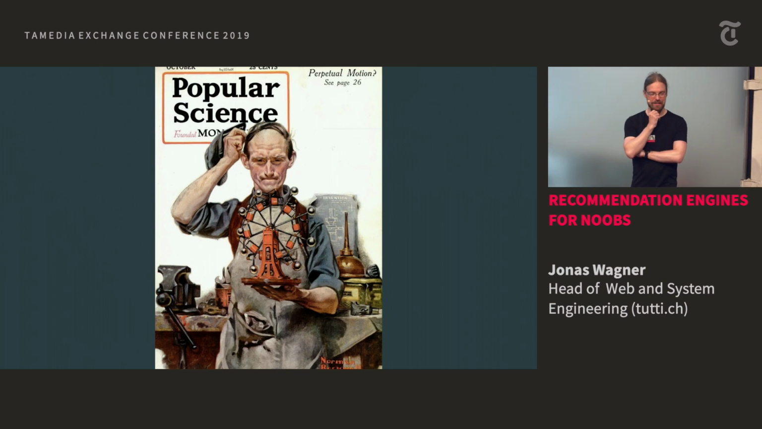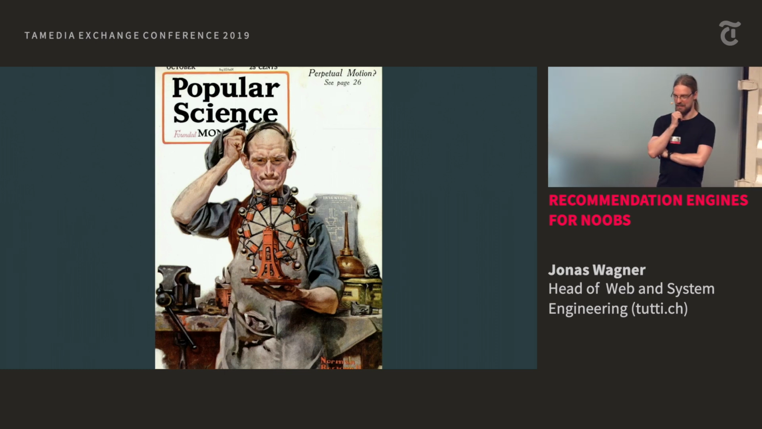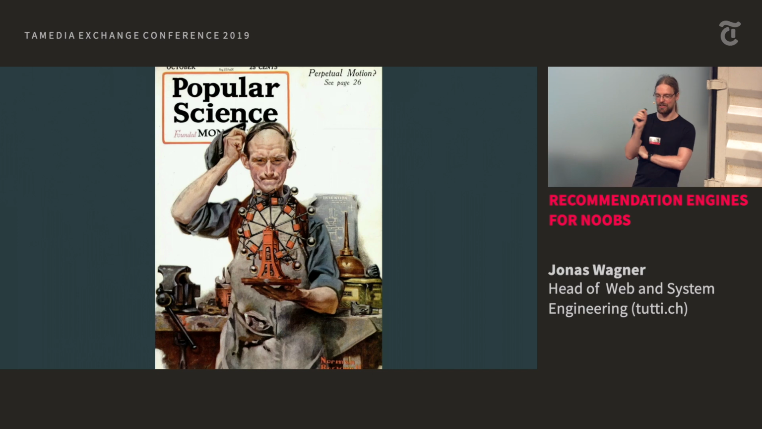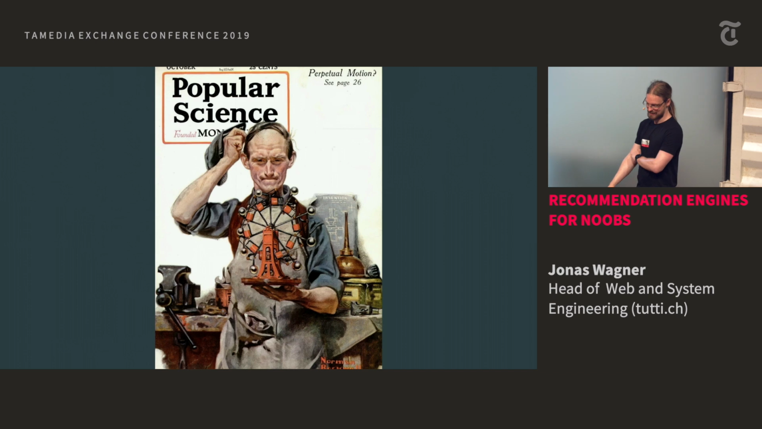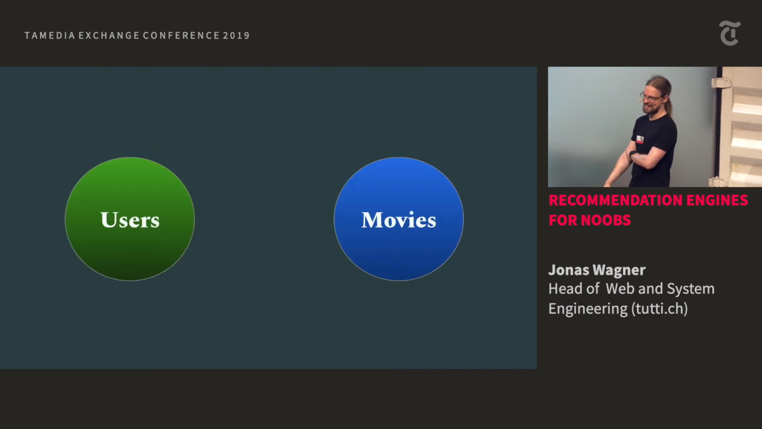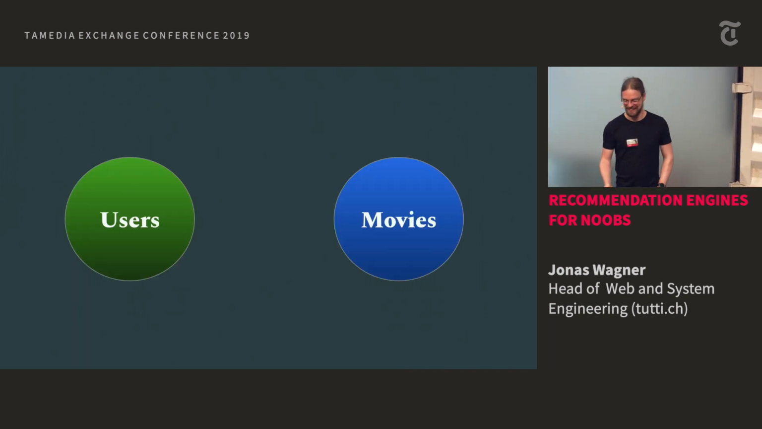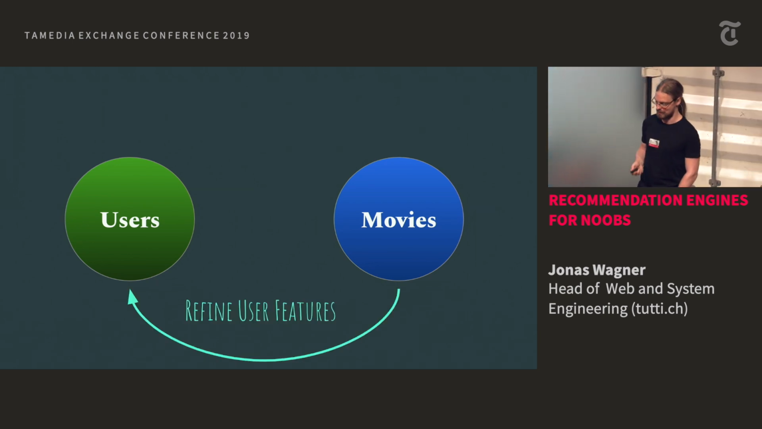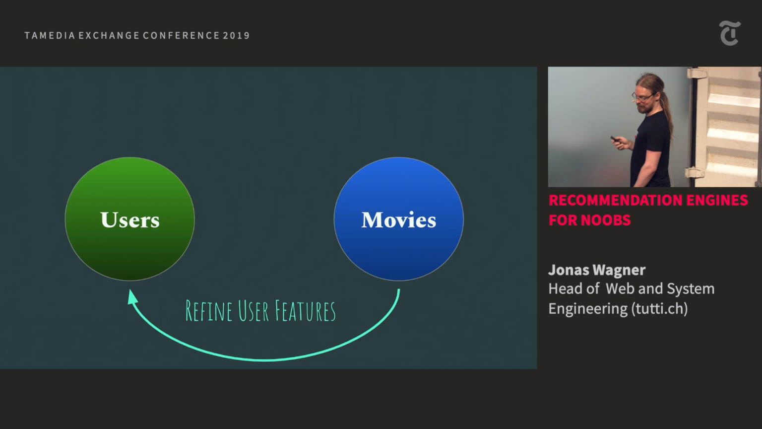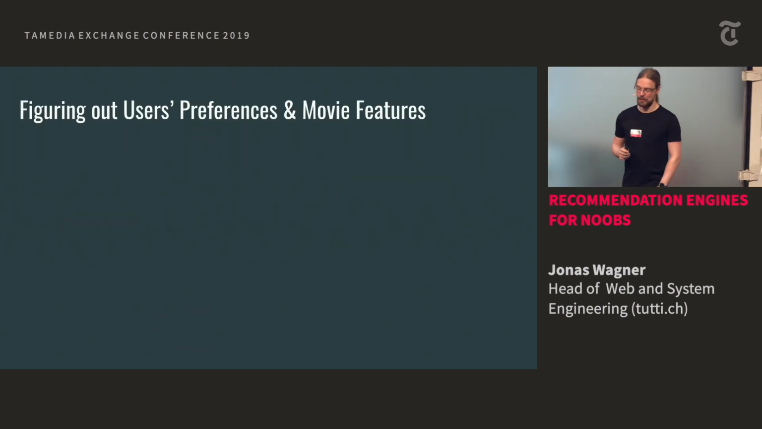If we can take the user's ratings or the user preferences and figure out the movie preferences, and we can take the movie preferences and figure out the user's preferences, can we do some perpetuum mobile here? Actually, turns out it kind of works. So we take the users, we use the users to refine the movies, we use the movies to refine the users ad infinitum.